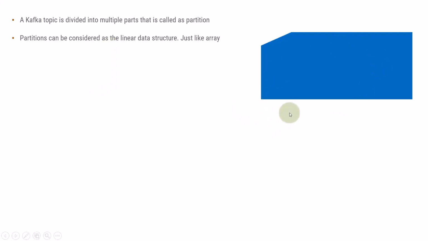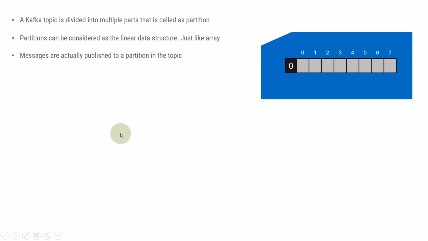So let's say this is a topic. I'm representing it with this symbol. So this is a topic and this is the partition. Inside a topic, you have an array-like data structure, and this array-like data structure is called the topic partition. Messages are actually published to a topic partition. We have learned in previous videos that a publisher sends the message to a topic and the topic stores it. But in real sense, the messages are actually stored inside this topic partition. So this topic is a logical entity, but the real entity is the topic partition.